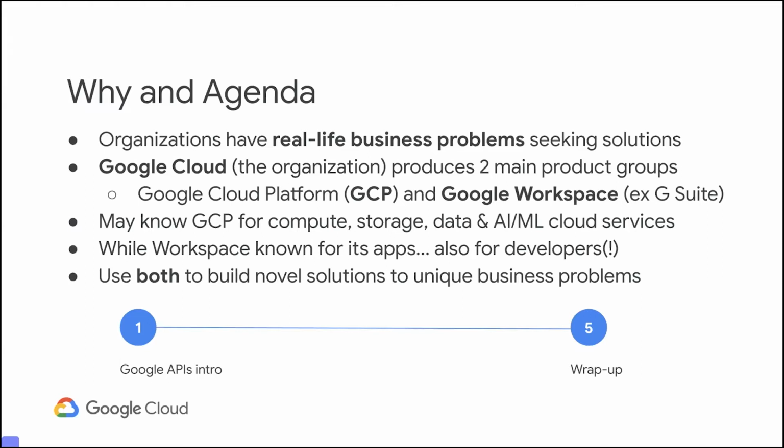And so Google Cloud, which is a large organization that I work for, we have two large product groups, the Cloud Platform as well as Google Workspace, which used to be called G Suite, but really it's the collection of Gmail, Google Drive, Calendar, Docs, Sheets, Slides. You're probably familiar with it. The Cloud Platform, of course, is well known for our VMs and big disk and our machine learning services, data storage, data processing. So that's what our Cloud Platform is, if you didn't already know that. And of course, Workspace is known for its applications, like the ones I just mentioned. But one thing people don't know is that it's also for developers, and I'll show that to you.